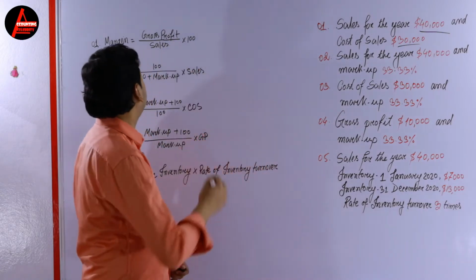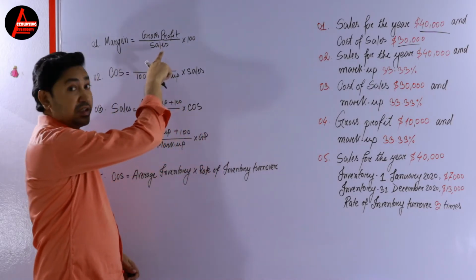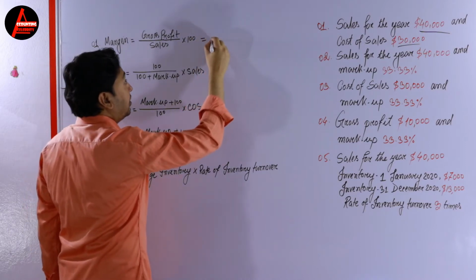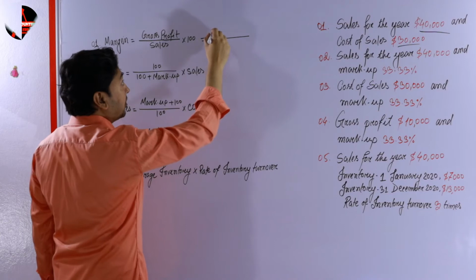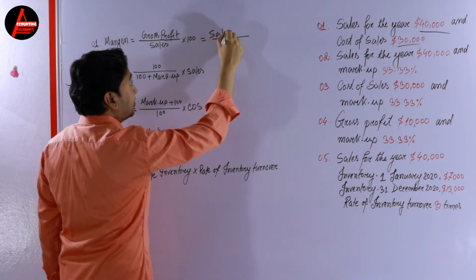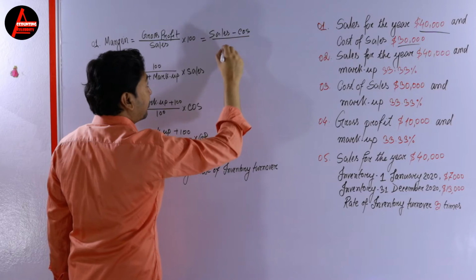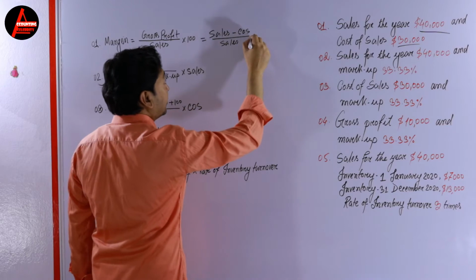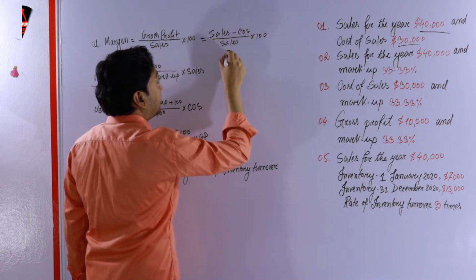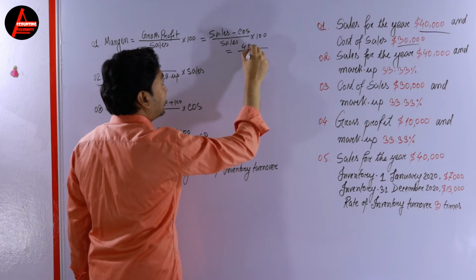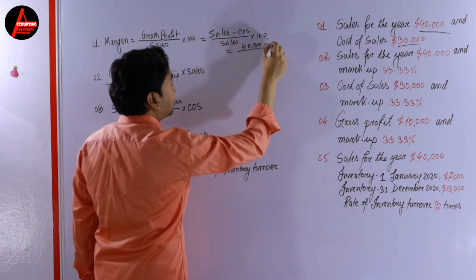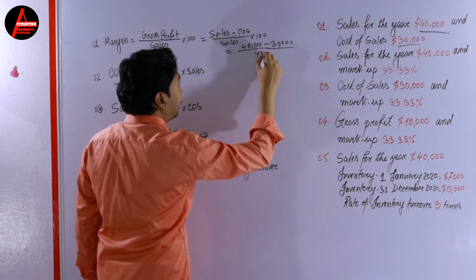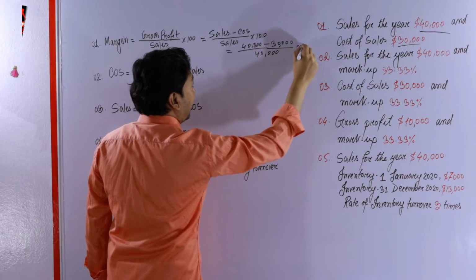Okay, so look at the formula. Margin equals gross profit by sales times 100. Now if you put the values here, your gross profit is not given, so already you know that sales minus cost of sales equals gross profit. So here sales is $40,000 minus cost of sales $30,000, divided by sales $40,000 again, times 100.